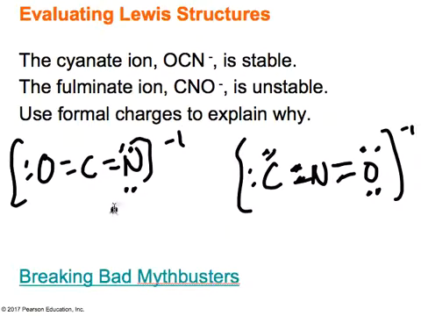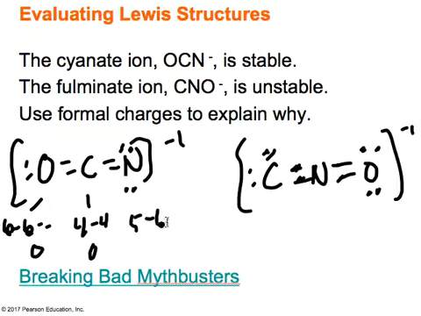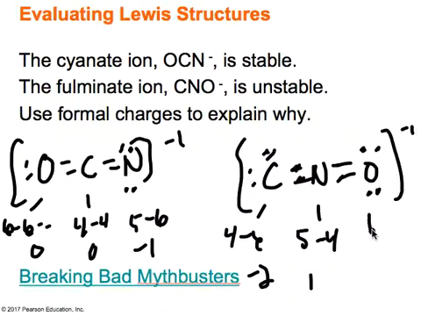If I do the formal charge of this one, it's 6 minus 6, which is equal to 0. This one is 4 minus 4, which is equal to 0. This one is 5 minus 6, which is equal to -1. Okay? If I do this carbon, 4 minus 6, that's minus 2 for a formal charge. This one is 5 minus 4. That's a +1. And this is 6 minus 6 for a 0. These are closer to 0. That's what makes this one a more stable arrangement.